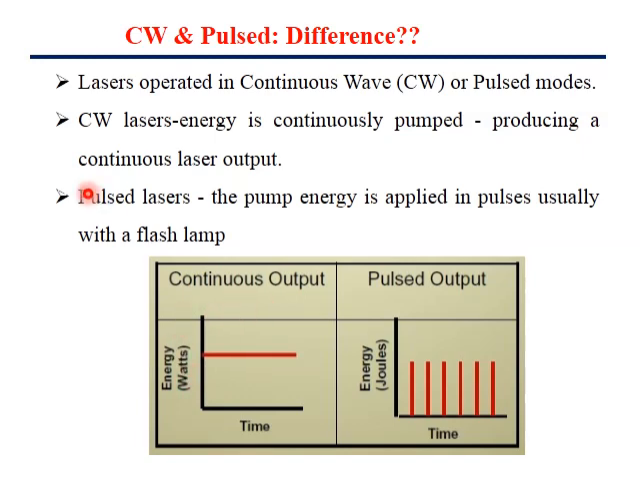Now, for pulse lasers, the pump energy is applied in pulses. There are different techniques for it, which we'll discuss later, and usually a flash lamp is used. For pulse output, it looks like constant pulses at regular intervals of time. This is usually denoted in terms of energy per pulse.